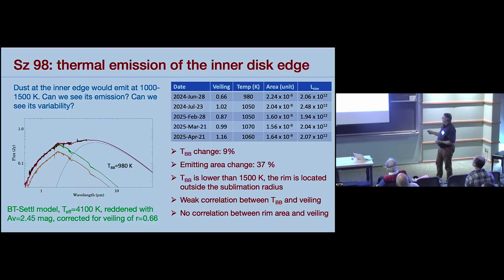Its temperature is pretty constant, but the emitting area changes by something like 40%. Anyway, the temperature is lower than 1500 K, so probably it's not at the sublimation radius, it's a bit more distant. So, of course, one would be happy to say that when the star is brighter due to accretion, then you see more emission from this inner rim. That would be a perfect world. In reality, we don't really see this correlation yet. We have to massage the data a little bit more.